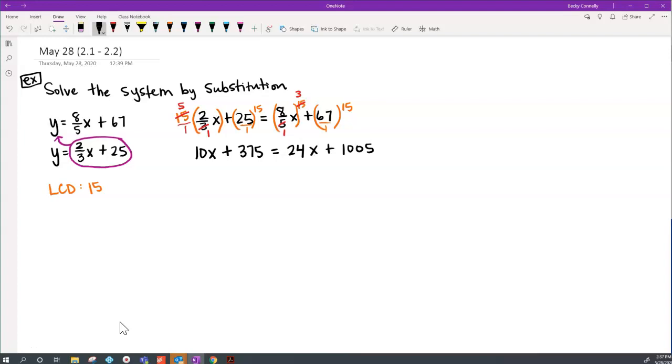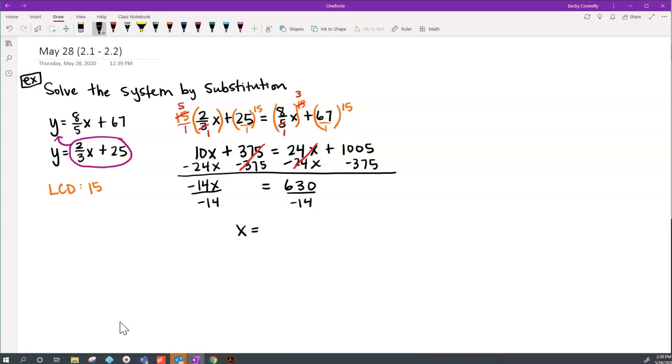So now let's just get our x's to one side, whole numbers to the other side. So I'm going to subtract my 24x this way. You could have subtracted the 10x over to the other side. That would have been fine also. And then I'm going to subtract my 375 over. All right, so notice that my x's are no longer on the right-hand side. So I get negative 14x equals, what do I get there, 630. And then I'll divide by negative 14 on both sides. And that was going to give me x equals negative 45.